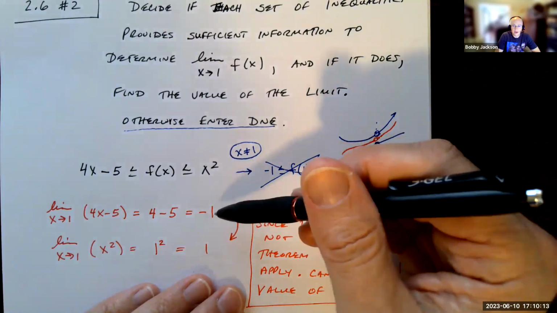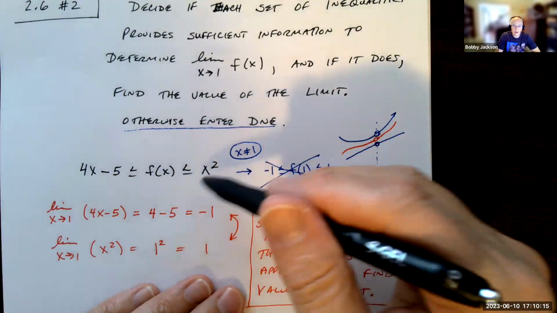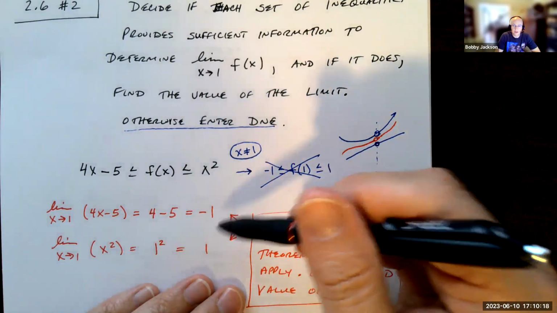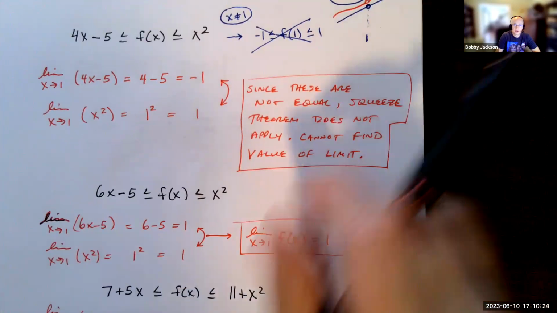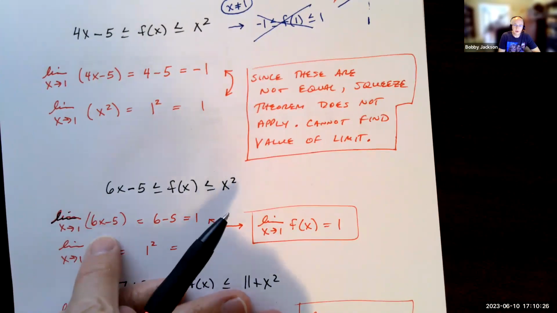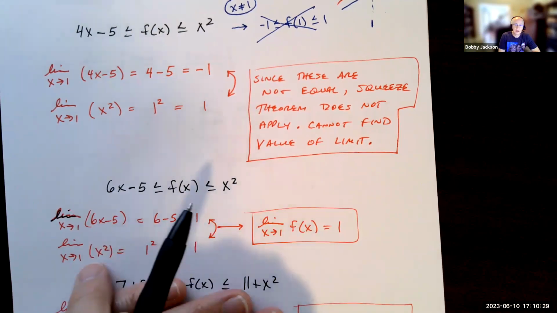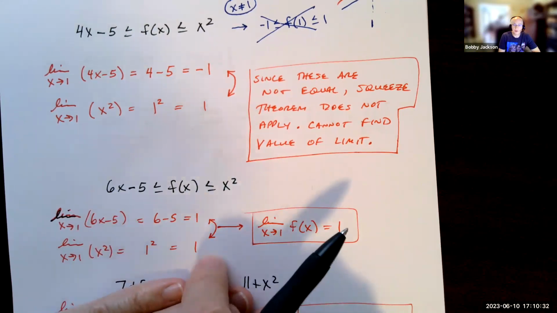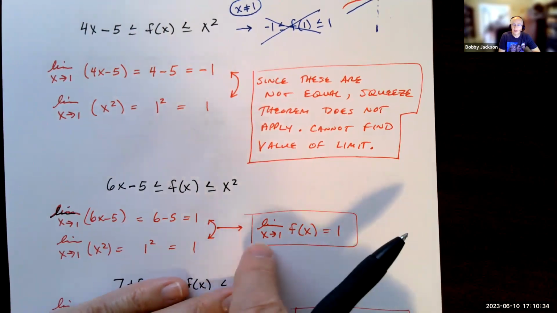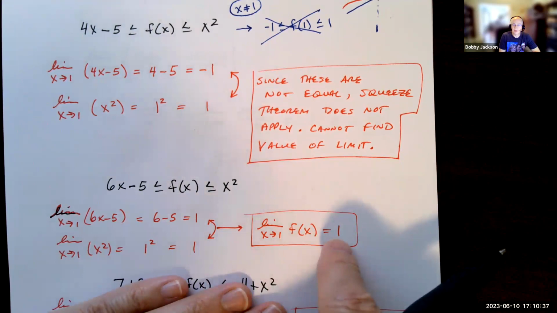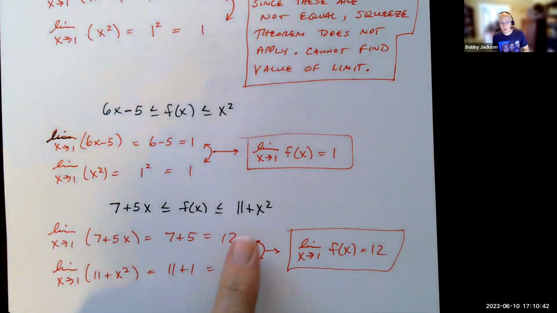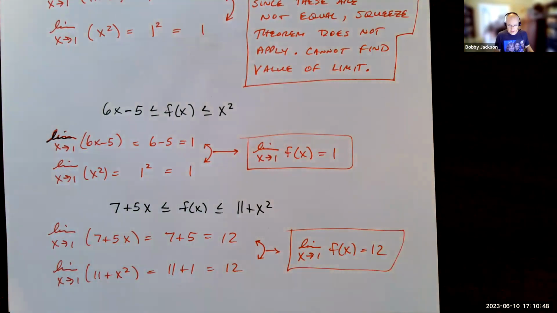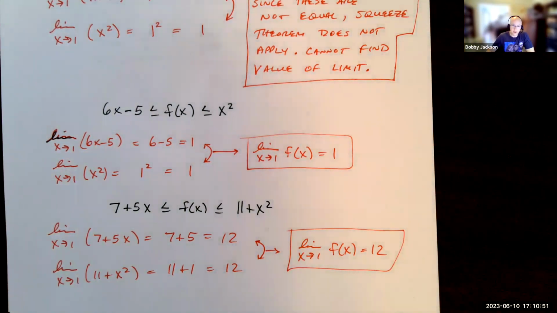Only when these two values, these two limits, the limits of your bounding function, your lower and upper function are the same, can we determine the limit. And that's basically what happens with the other two situations. This inequality here, if I take the limit as x approaches 1 of 6x minus 5, I get 1. And the limit as x approaches 1 of x squared, I also get 1. Since these are the same, I can find the limit. The limit as x approaches 1 of f of x is equal to 1. And in the last set of inequalities, we have a similar situation where we see that the limit becomes 12. Okay, so that's the explanation for this one.